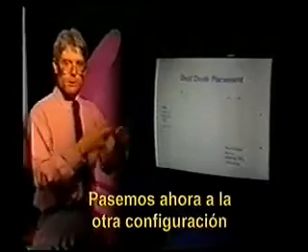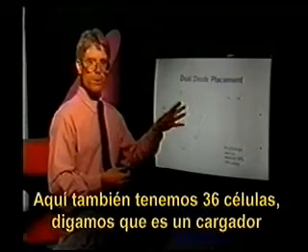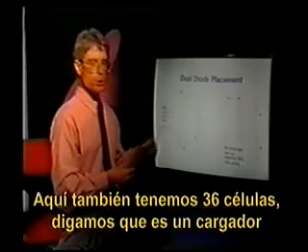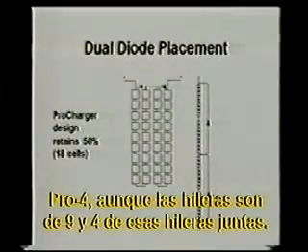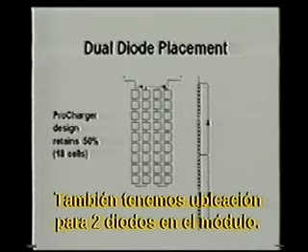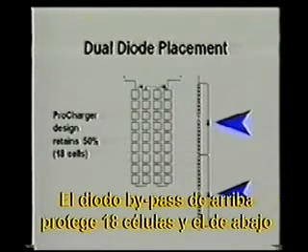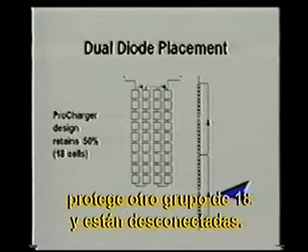Let's look at our other type of module configuration, our Pro series of modules. Here again, we're dealing with 36 cells. Let's say we're looking at a Pro Charger 4. We have strings of 9 and 4 of those strings put together. We also now have a location for 2 diodes in our module. But if we take our string and stretch it out into one long string, we notice that now there's not an overlap. The bypass diode at the top protects 18 cells, and the bypass diode at the bottom protects another group of 18, and they're disconnected.